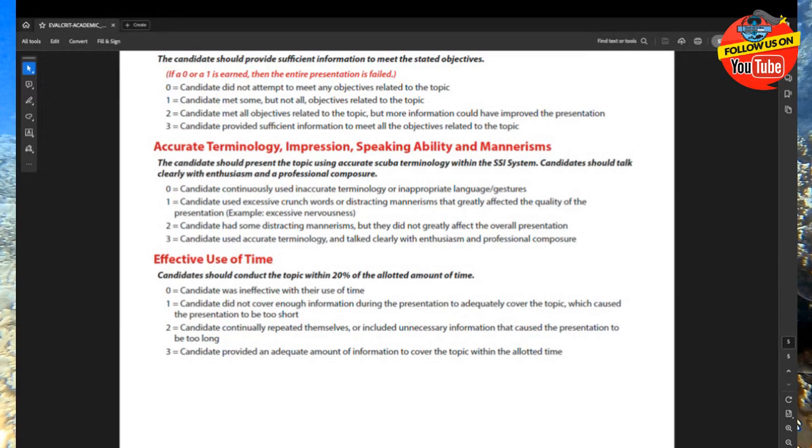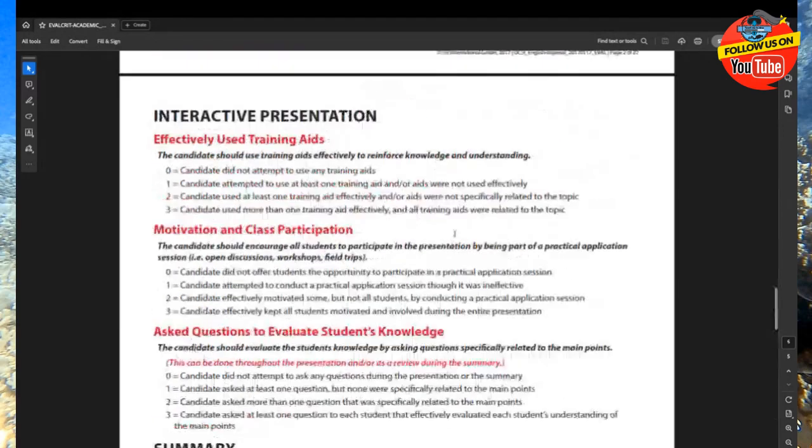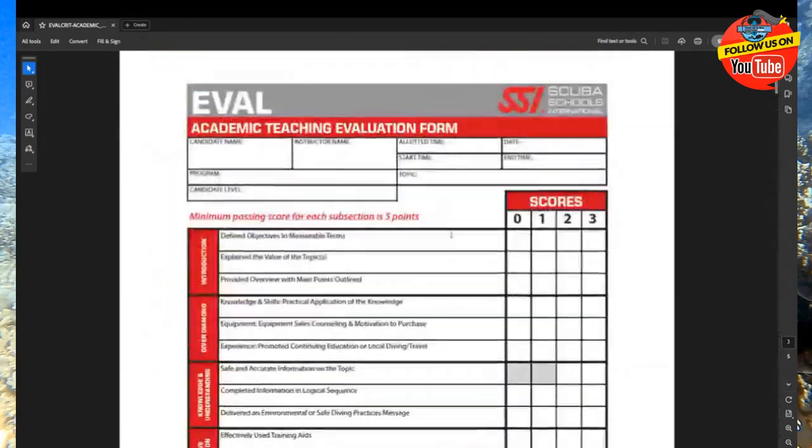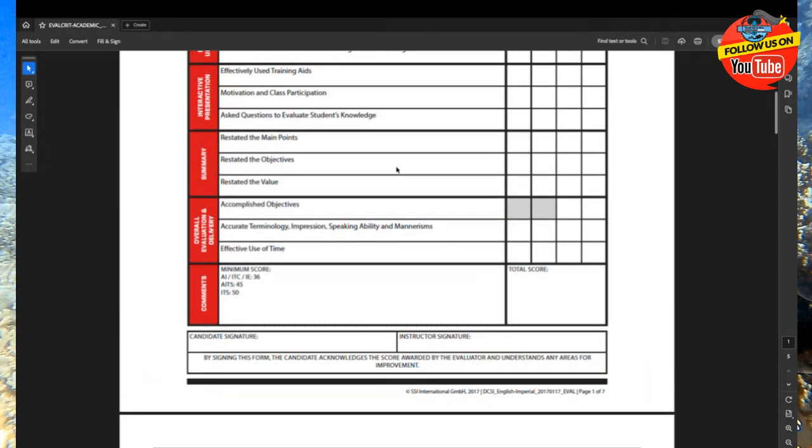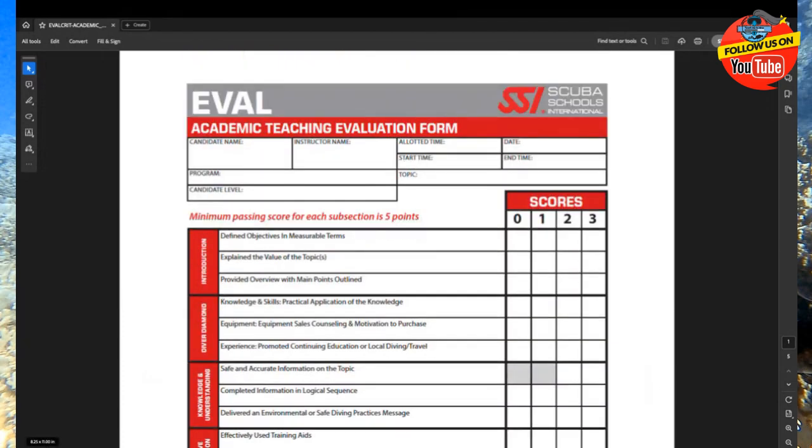Which, if you look at the evaluator standards, if I can ever get there, here we go. This is the standard that we go by. The minimum score is a 36 for an AIT, 45 for an I, and for an IT, you need to score a 50. So this was an easy 51 for me. I think we all agree. Yeah, absolutely. So there you go.